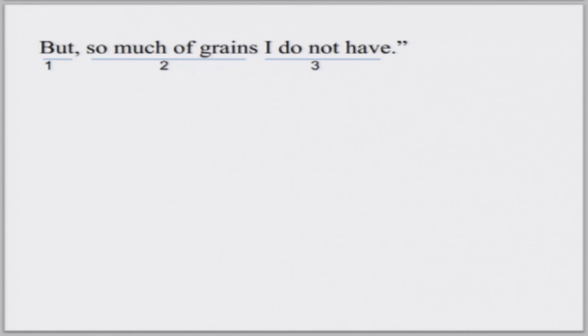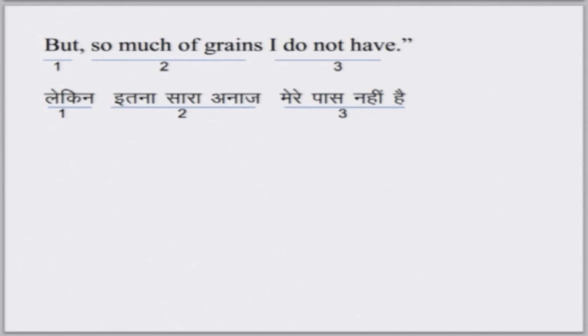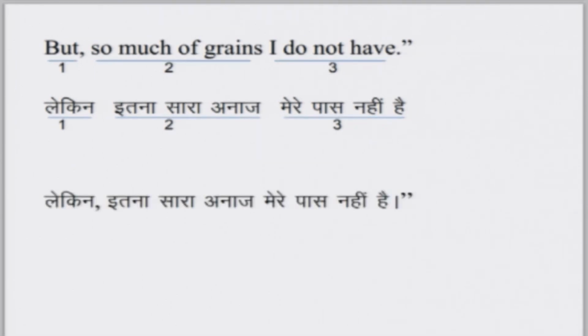But so much of grains I do not have. Okay? So we split it into parts, and then how do you convert these different parts into Hindi? But, लेकिन, so much of grains, इतना सारा अनाज, I do not have, मेरे पास नहीं है. That's it. लेकिन इतना सारा अनाज मेरे पास नहीं है. इसको बिल्कुल ऐसे ही कर सकते हैं, इसमें आगे पीछे करने की जरूरत नहीं है. राइट? सो 1 2 3 डायरेक्ट.